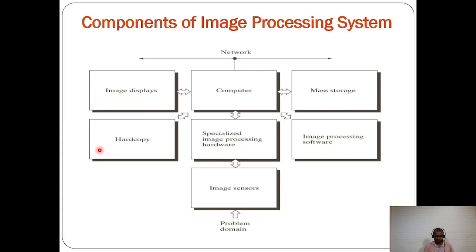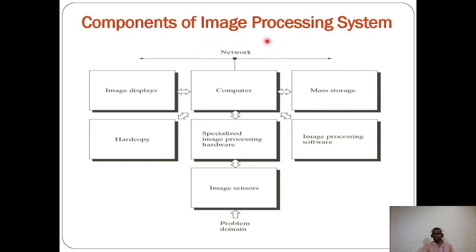Hard copy is nothing but we try to use a printer: after manipulating the image, we take printouts. For that purpose we can use hard copies. Next we can use image displays. Image displays means we display the image using monitors or LCD screens or anything, after completion of the manipulation on the particular image. Using the network, we can transfer it from one place to another.